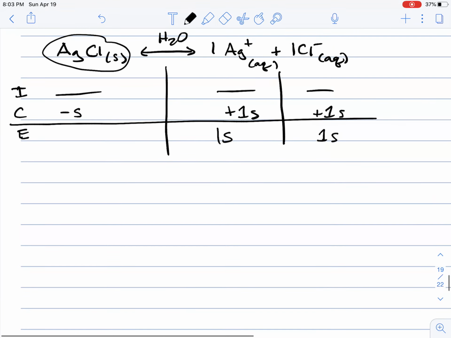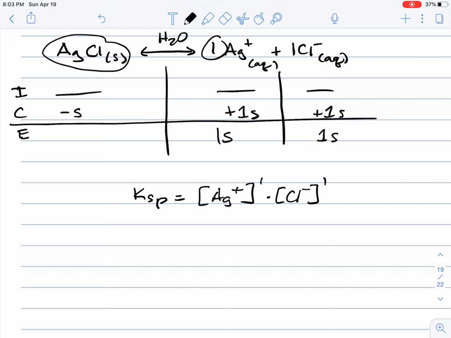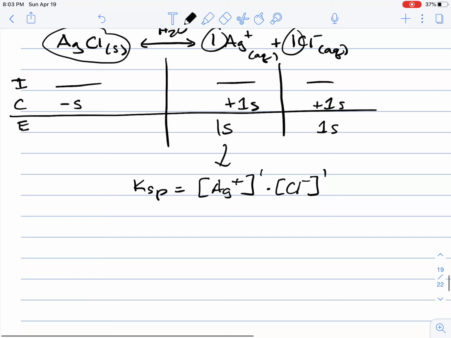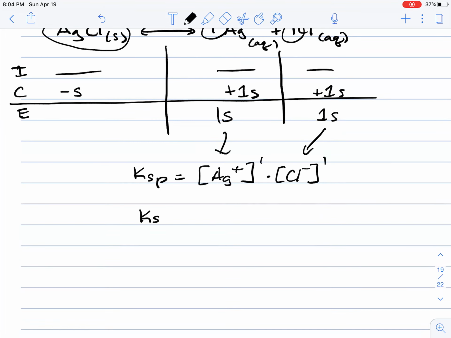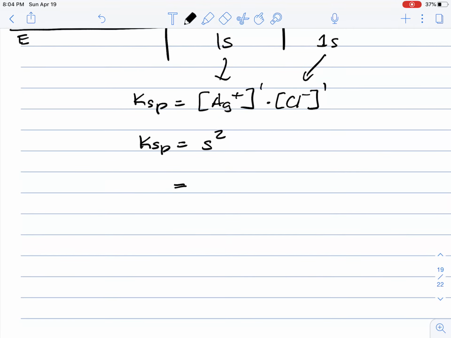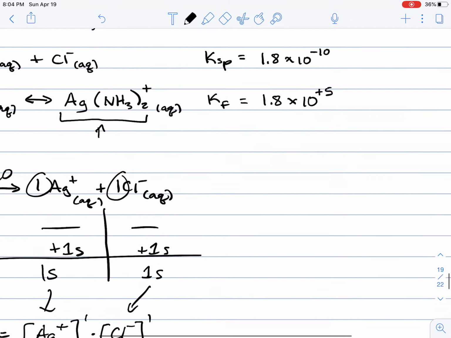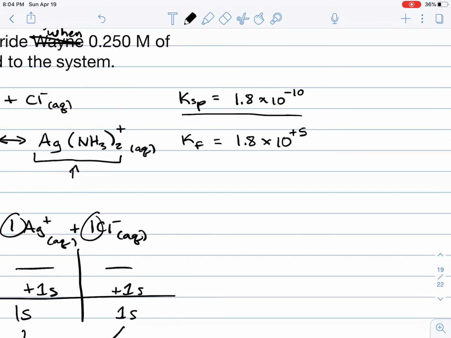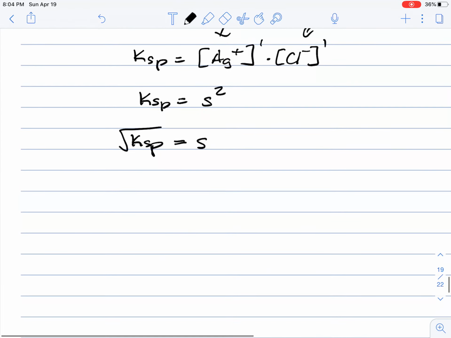And to write the mass action expression, we're just going to write Ksp is equal to the concentration of silver raised to the first times the concentration of chloride raised to the first, because it's a 1-to-1 ratio. And we're just going to plug everything in here. And so we get Ksp is equal to S squared, where S represents the molar solubility. And so to solve for S, we're going to take the square root of Ksp. And the Ksp is given to us as 1.8 times 10 to the negative 10. So 1.8 times 10 to the negative 10 is going to go inside the square root.